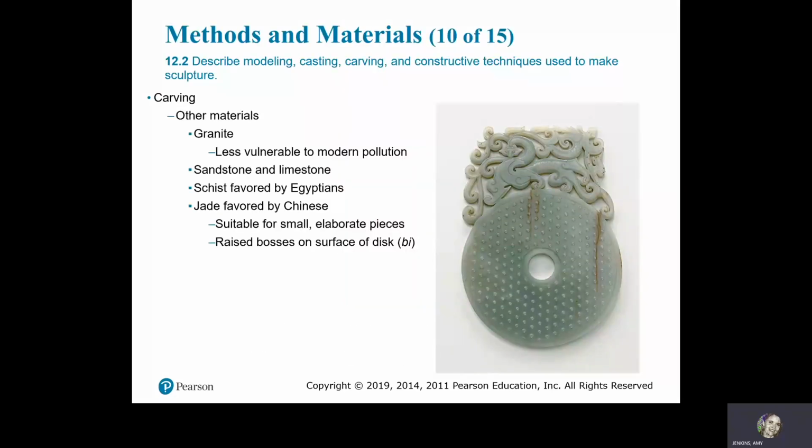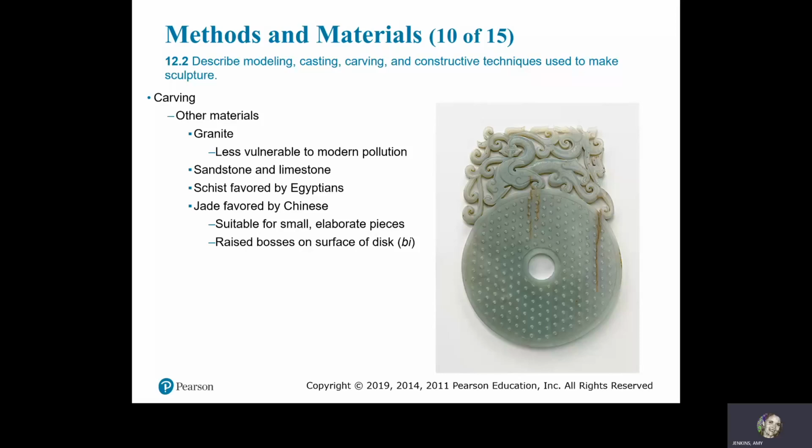Carving from other materials. Carvings done from granite are less vulnerable to modern pollution. Sandstone and limestone can be carved. Schist is favored by Egyptians. Jade was favored by Chinese. It's suitable for small, elaborate pieces. It's very, very hard to carve jade.